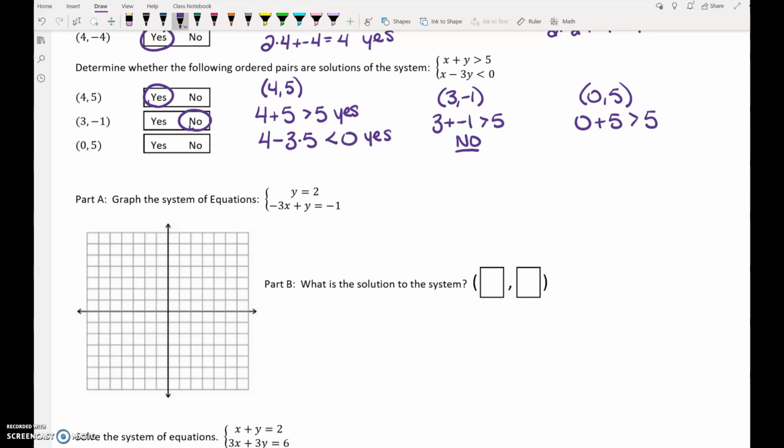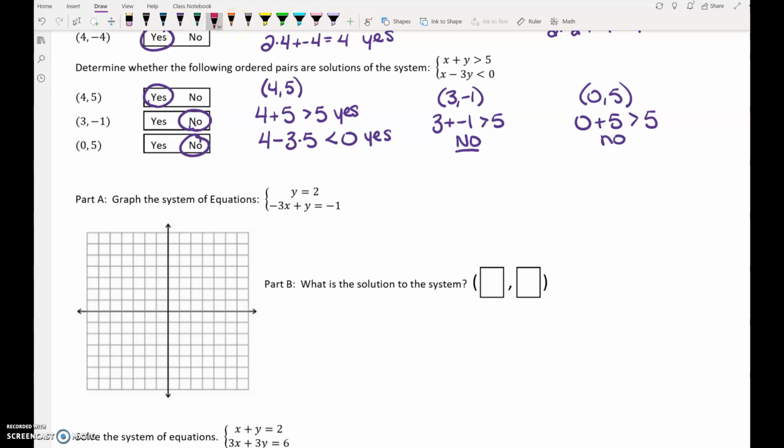For the point 3, -1, I plugged it into the first inequality. 3 plus a -1 is not bigger than 5. That's not true. So it's not a solution. If you get a no on the first inequality, don't waste your time with the second. If it doesn't work for the first one, it's not a solution. Then I tried 0, 5. 0 plus 5. Is that bigger than 5? No, it's not. It says greater than, not or equal to. So that one is also not a solution.